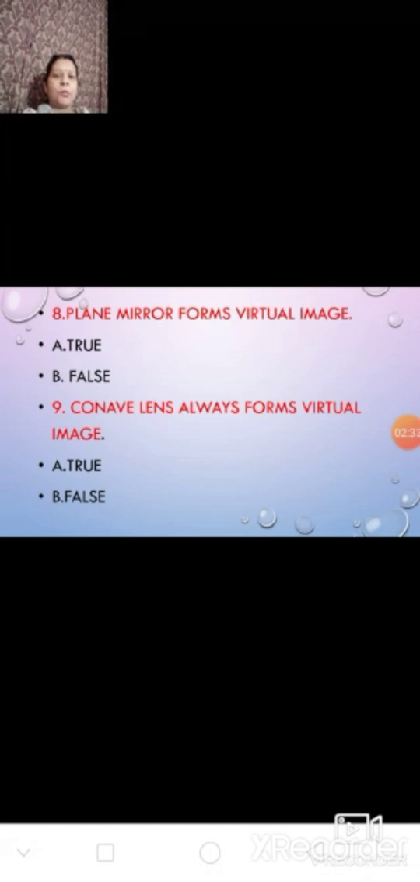Here comes true or false. Plane mirror forms the virtual image, say whether it is true or false. Ninth one, concave lens always forms the virtual image. True or false? So children, again, as I am telling you, in Wednesday's live session we had a good talk on the virtual image, on the real image, on your plane mirror, then your spherical mirrors, then the concave and the convex lens. Think over those points and then give the answer.